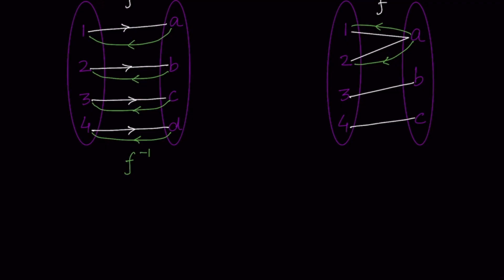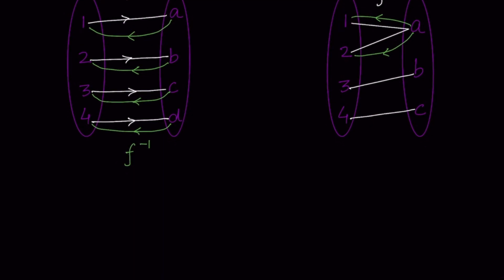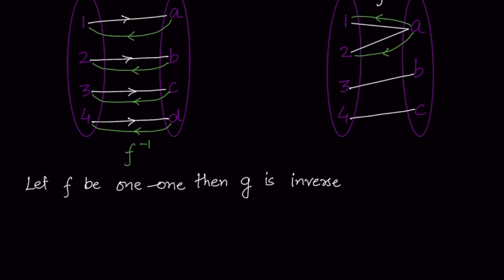So for a function to be invertible, or for the inverse to exist, 1-1 is a necessary condition. So we say if f is 1-1, then a function g is the inverse of f, g is the inverse of f, if these two conditions hold.